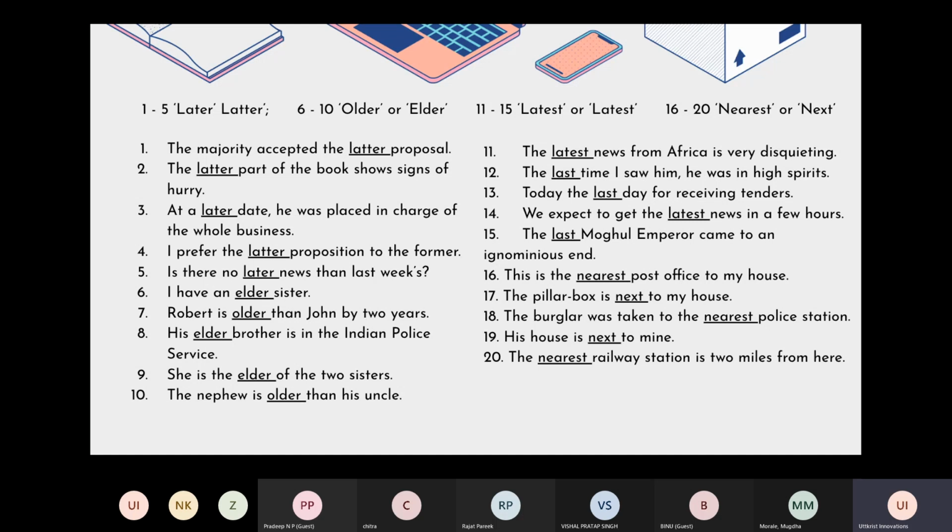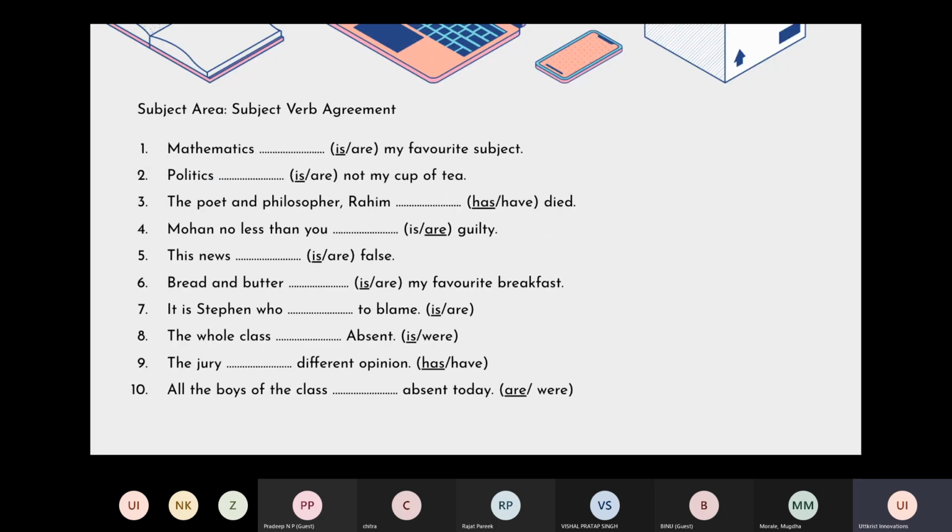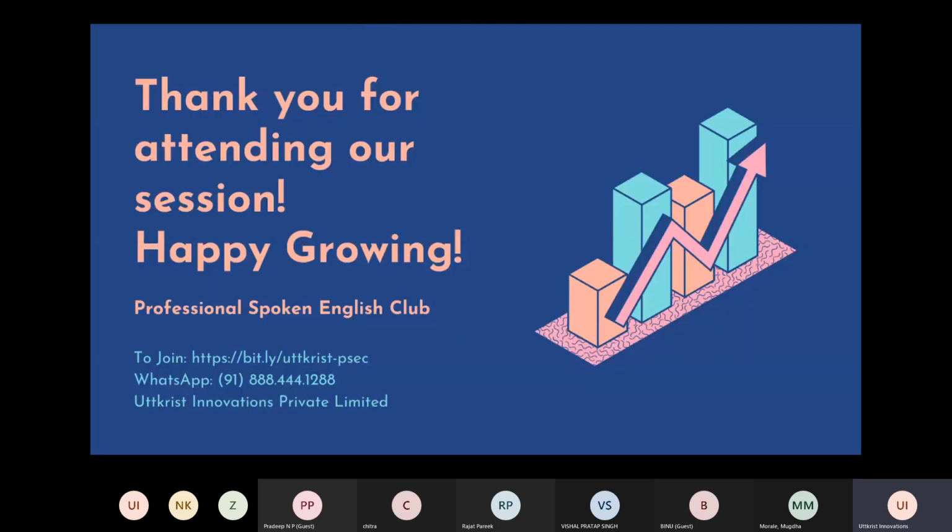And guys, I request all of you to kindly show up on time, because if we wait for you, then we don't end up completing our program on time. Vishal, are you calculating your marks? Yes, sir. I'm calculating. Okay.